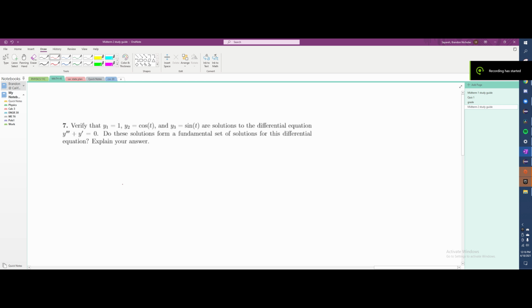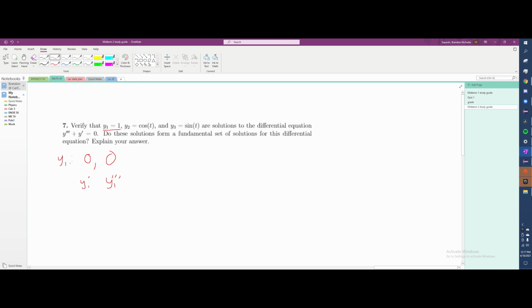For number 7, we're asked to verify that y1 equals 1, y2 equals cosine of t, and y3 equals sine of t are solutions to the differential equation y triple prime plus y prime is equal to 0. Do these solutions form a fundamental set of solutions for this differential equation? To first verify, we need to plug all of our y's into the equation.